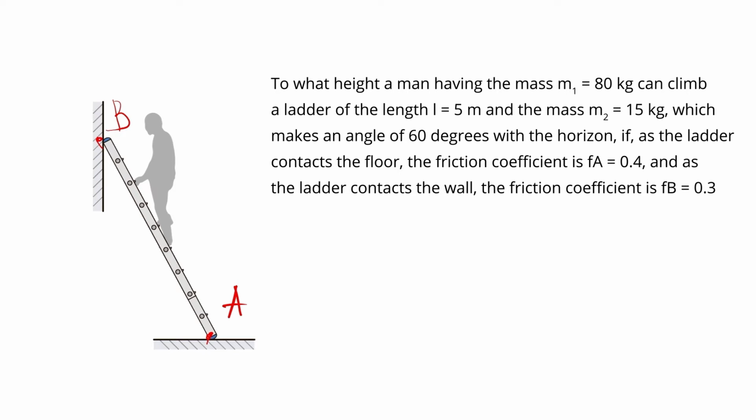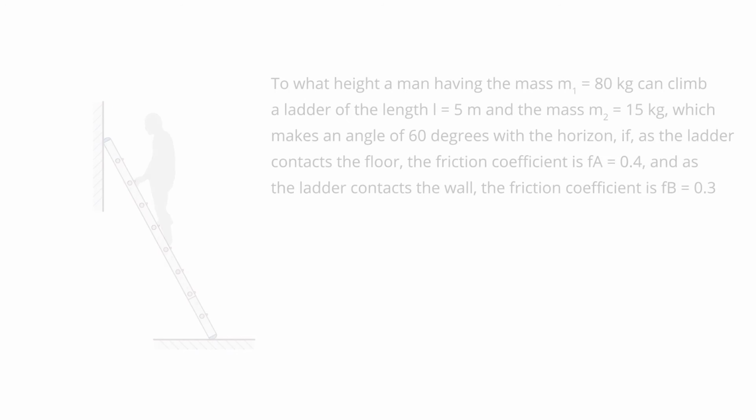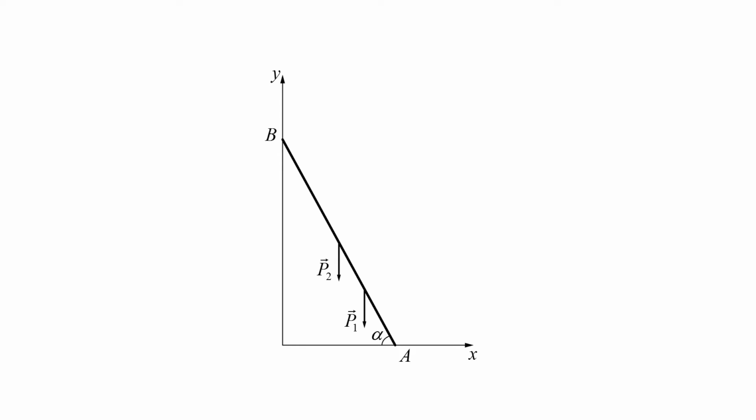Now let us consider the diagram of the problem. In the diagram, the ladder is illustrated as a linear segment AB, and the axes are introduced with the origin in the point O. The angle alpha is 60 degrees. Active forces are given as P1 and P2. P1 is the force of the man's weight, and P2 is the force of the ladder's weight.